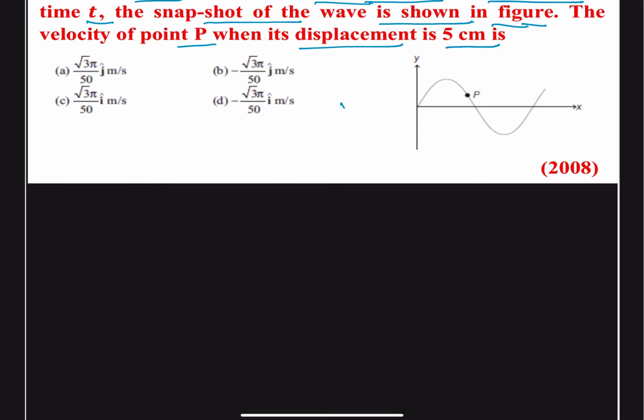So we have the snapshot, and point P is given on the positive half cycle and at the falling slope of this positive half cycle.